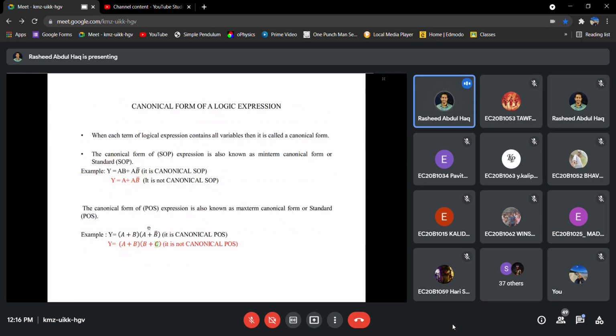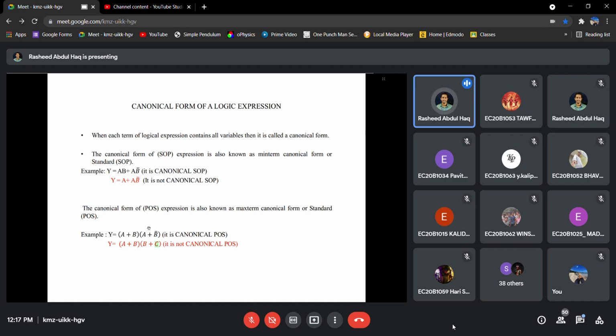So, what is a canonical form of a logic expression? Canonical form means we have to express it as a sum of products or product of sums, with all the inputs present. In the example, you can see Y equals AB plus AB bar. This is a sum of products, and in both products you can see the same two inputs, A and B. We have only two inputs in that case.